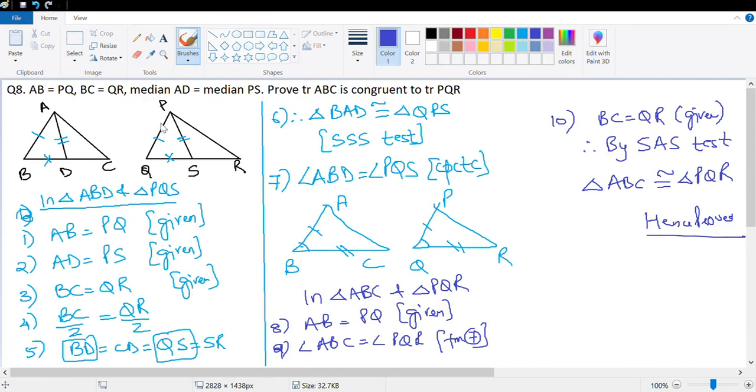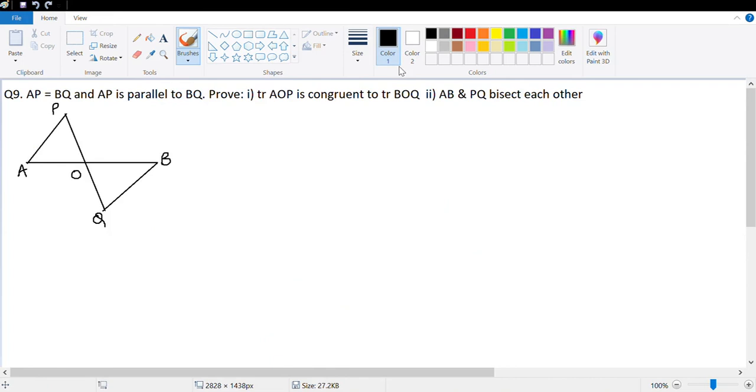The next question that we're doing is question number 9. Question number 9 says AP is equal to BQ and AP is parallel to BQ. Okay, so AP and BQ are equal and AP is parallel to BQ, which means angle P here and angle Q here are equal. Why? Because these are alternate angles.